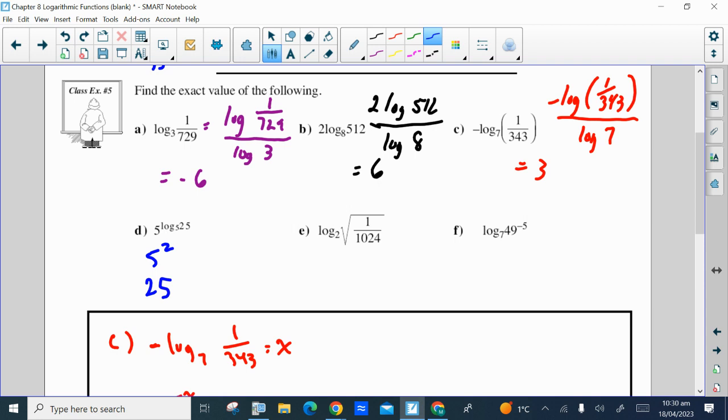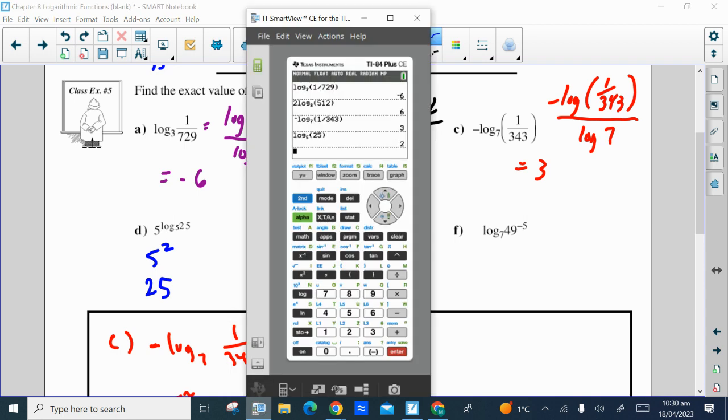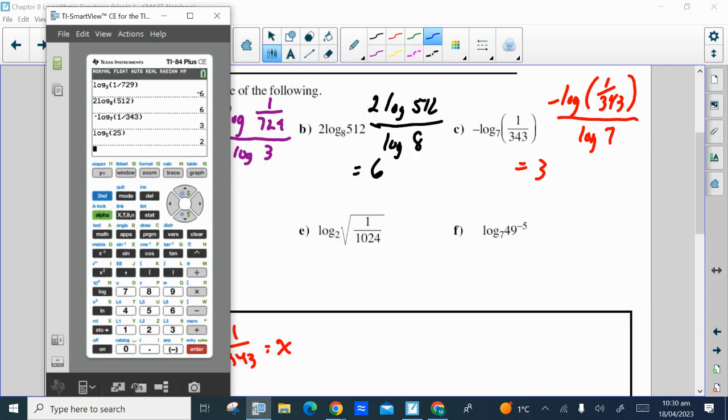Okay. Question E, we can do that using the calculator. It'll be log base 2 of the root of 1 over 1024. You get -5 as the answer.